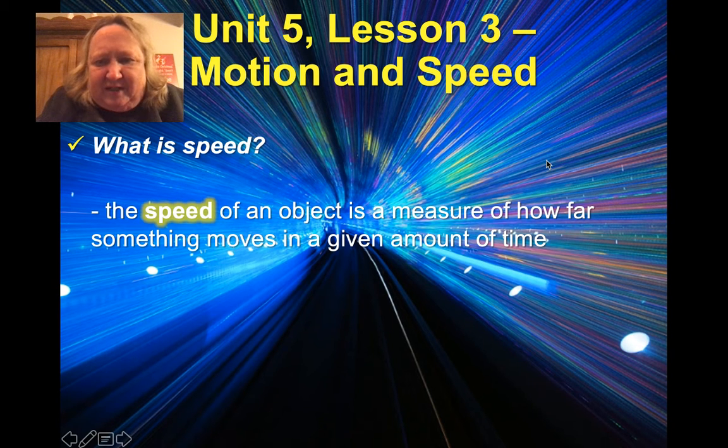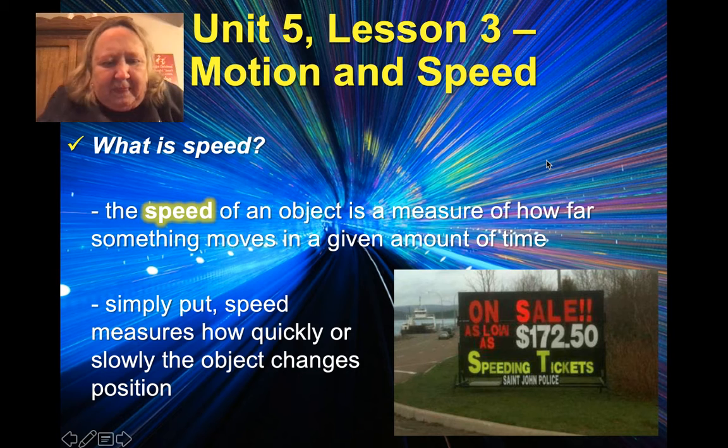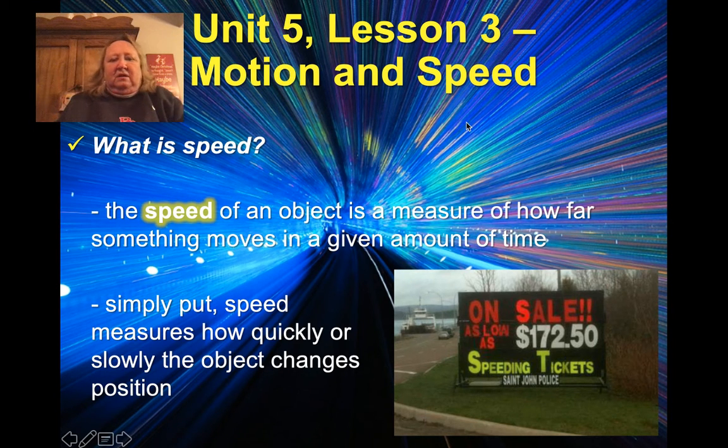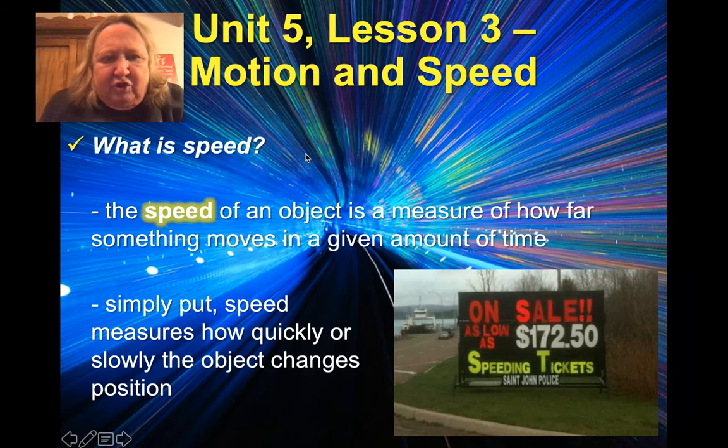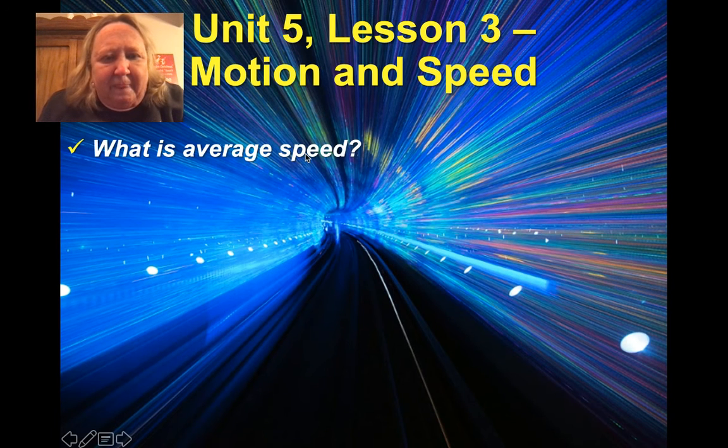Speed of an object is a measure of how far something moves, so how far its position changes in a given amount of time. So, simply put, speed measures how quickly or slowly the object changes position. Okay? You have a gauge in your car called a speedometer. Okay? It tells you how fast your car is going.